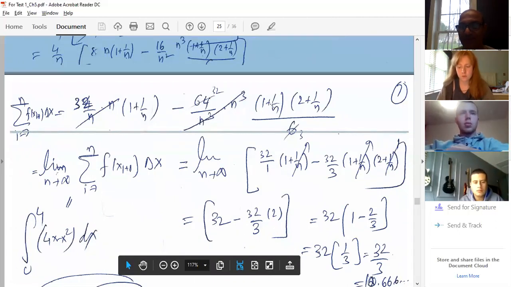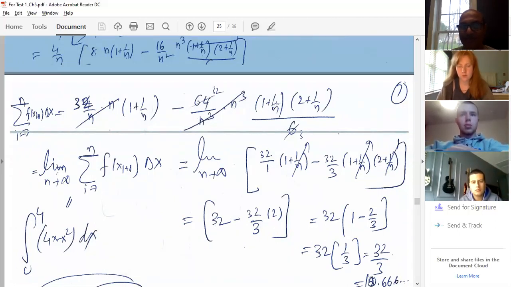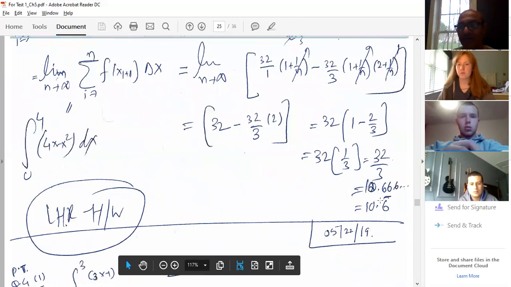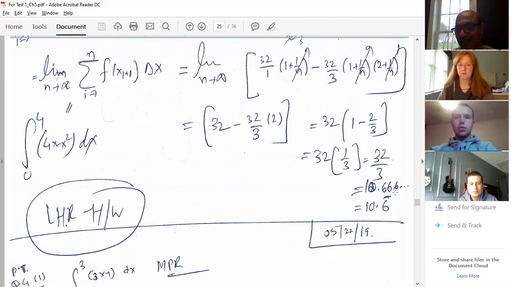Here 1 over infinity is 0. This is 0. 2 plus 0, 2. 1 multiplied by 2 is 2. So 2 is there. 32 multiplied by 2 is 64, divided by 3. Simplify this one. 32 out, 1 minus 2 by 3. You are getting 32 by 3. Your exact answer is 6.66666.